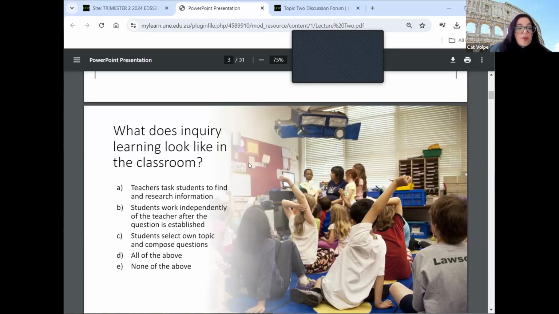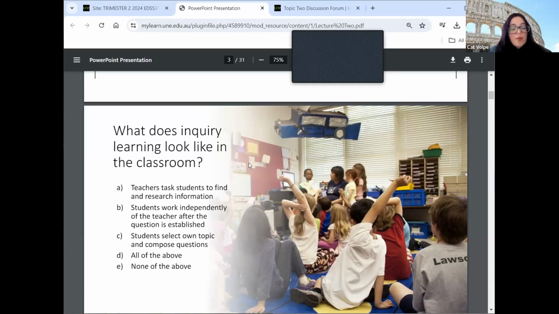So the answer to this question is that we aren't sending students to find and research information necessarily. They do research and they do collect data, but they are not being sent off to do research. They are given specific tasks. They don't work independently of the teacher. They work together. It's a guided discovery. It's very much a mutual opportunity for both teacher and student to work together.